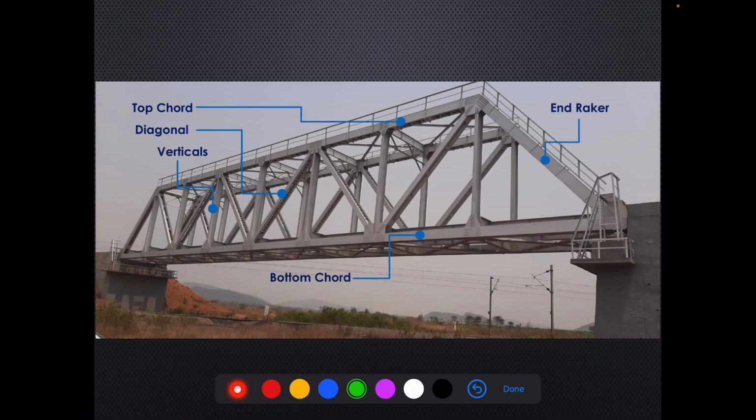So what are the main components of an open web girder? The bottommost member of the truss, this one, this is called bottom chord.